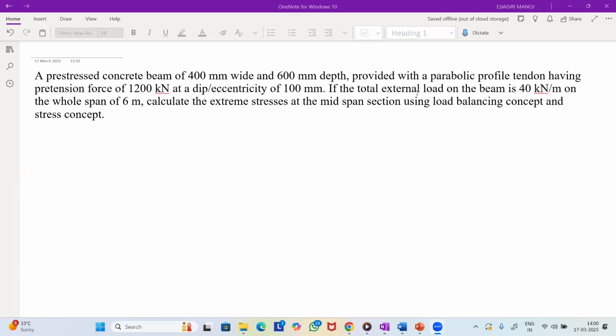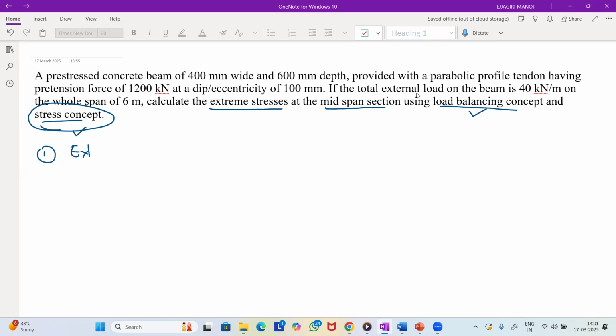Let us discuss one more problem from the stresses chapter in pre-stressed concrete beam. So here it is asking to calculate the extreme stresses in the pre-stressed concrete member using the load balancing concept and the stress concept. Okay, so he has given all the required data. Firstly, let us calculate the stresses using the stress concept. Then later we'll see the load balancing concept.